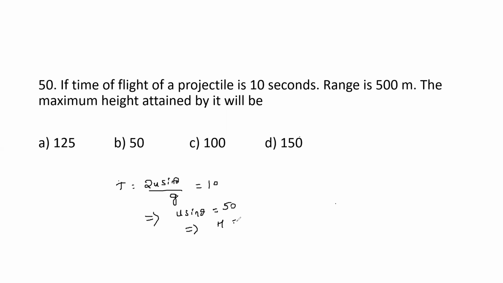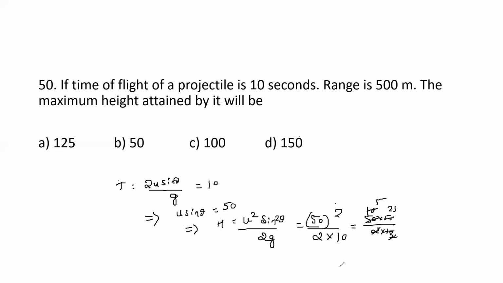Which implies h is equal to, we have the formula u square sine square theta divided by 2 into g. So u sine theta value is 50, its whole square, divided by 2 into g value is 10. So 50 square is 2500. Or else we can simplify like this also: 2 into 10, so 5 twos are 10, 25 into 5. So 25 into 5 is nothing but 125 meter. That is option A is the right option here.